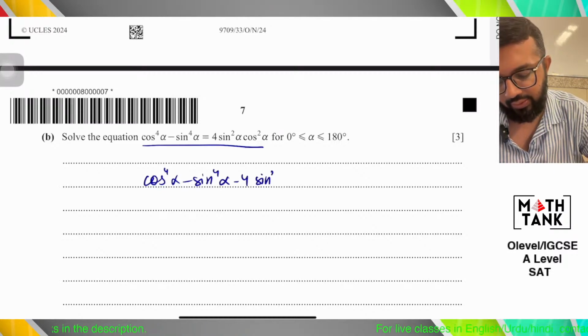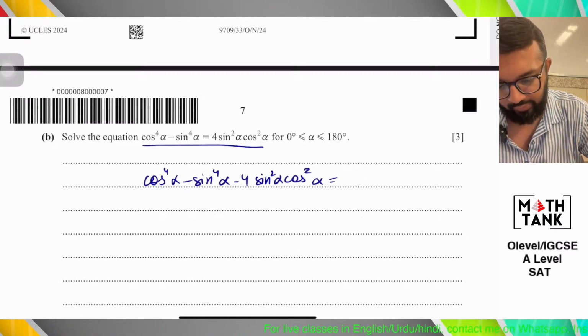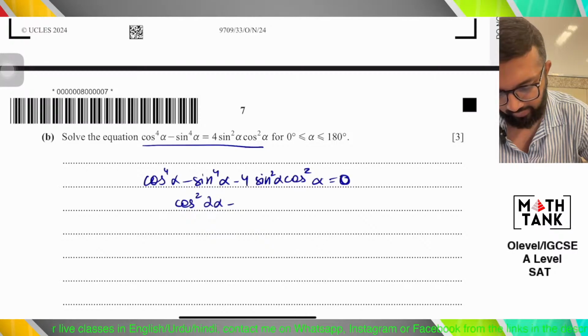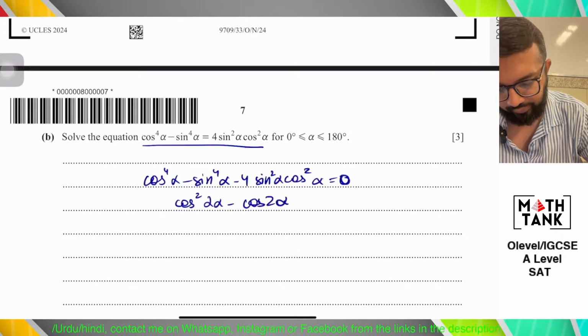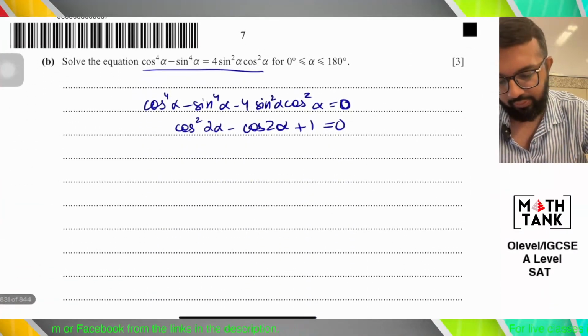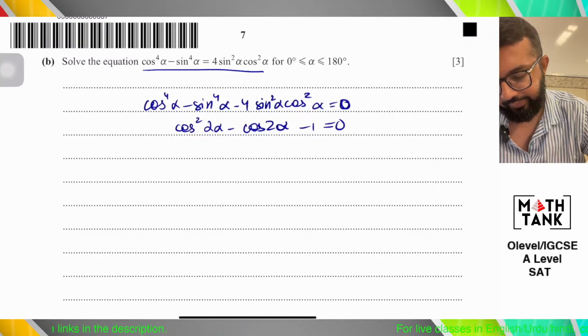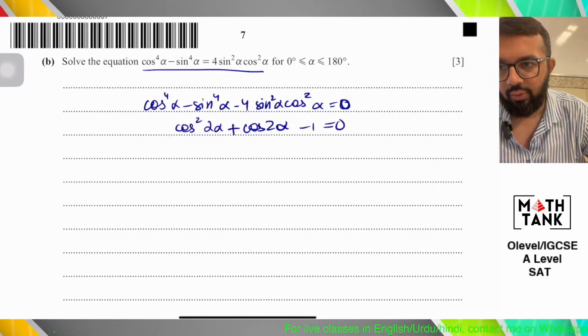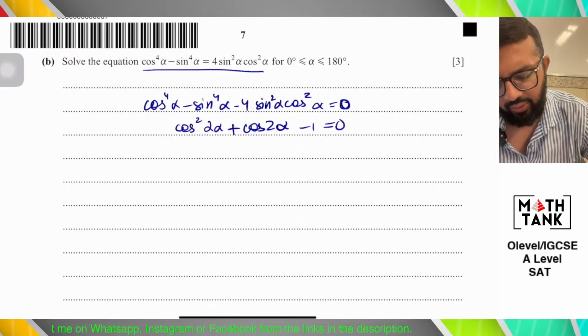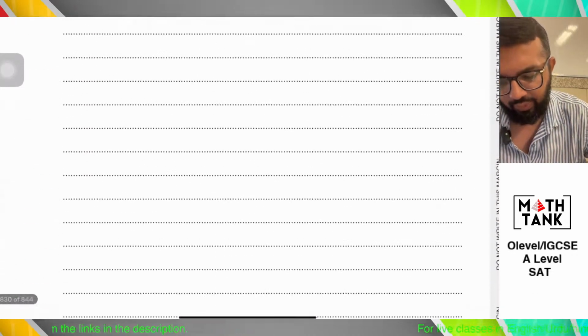I know that this equation is the same as the one that I just proved to you. So it's going to be cos square 2 alpha minus cos 2 alpha plus 1 equals 0. Feels like there's a slight difference, but u equals, okay, this is a quadratic, so a is 1, b is 1, and c is minus 1.